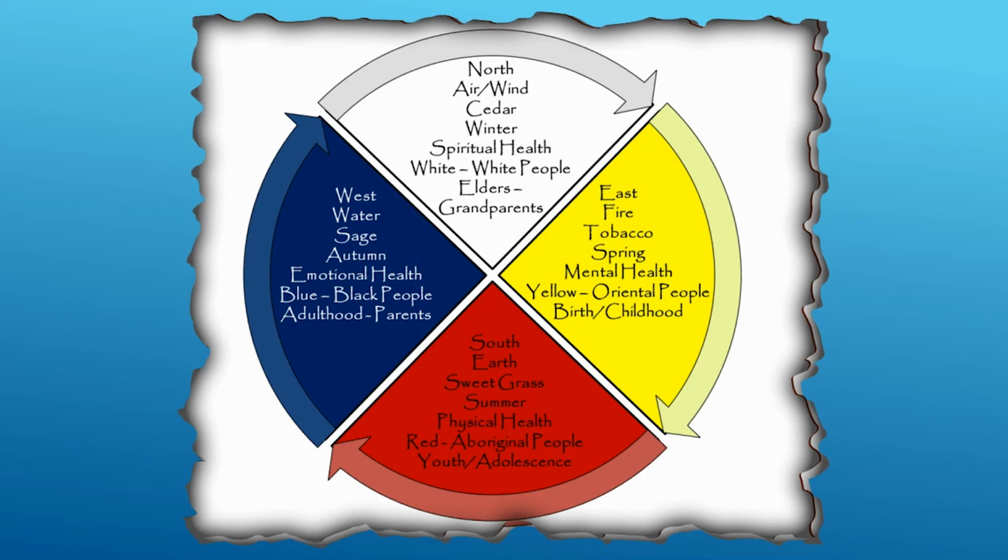I included the medicine wheel because I wanted you to see just how intense some of these teachings can be. Within this medicine wheel, for example, I'm just going to use the north section. We have teachings about the direction, the element, the medicine, the season, our spiritual health, non-native people, and our elders, who are our grandparents. And within those, there's an abundance of teachings. It would take longer than an hour and a half to even go through this medicine wheel in depth. And this is just an example.